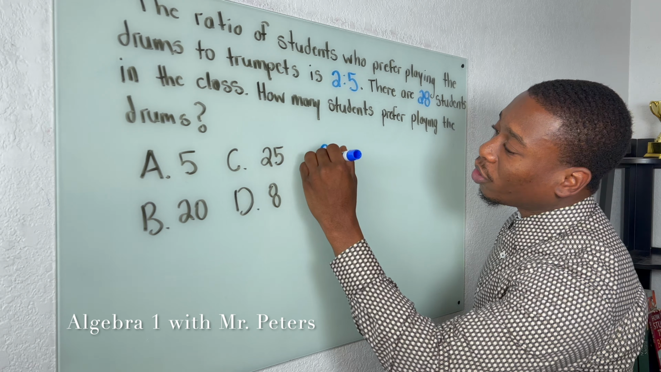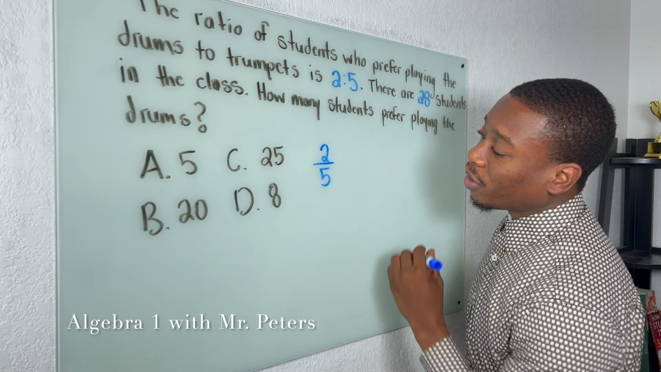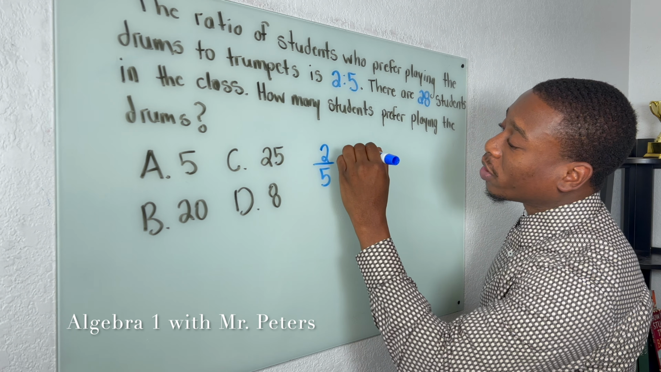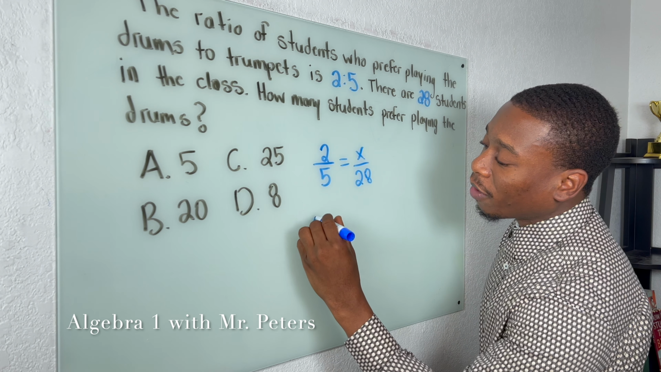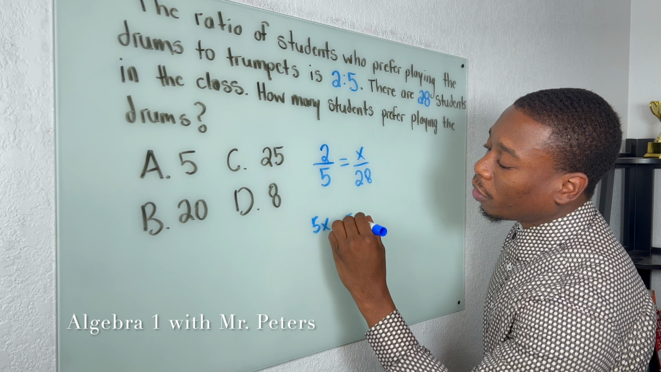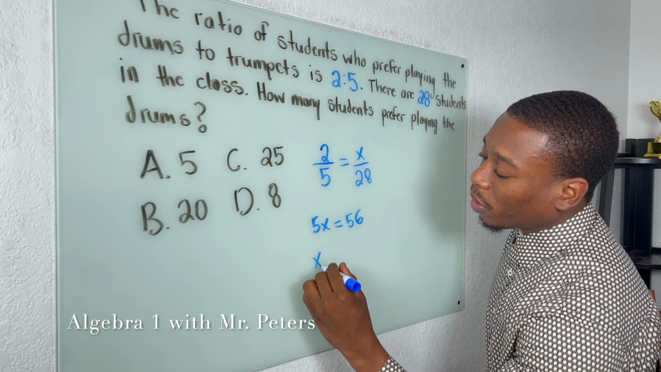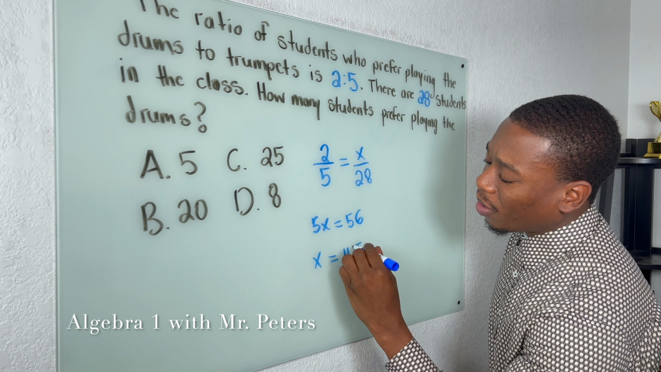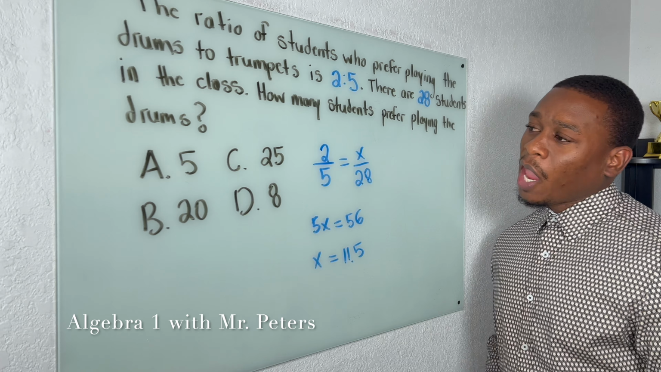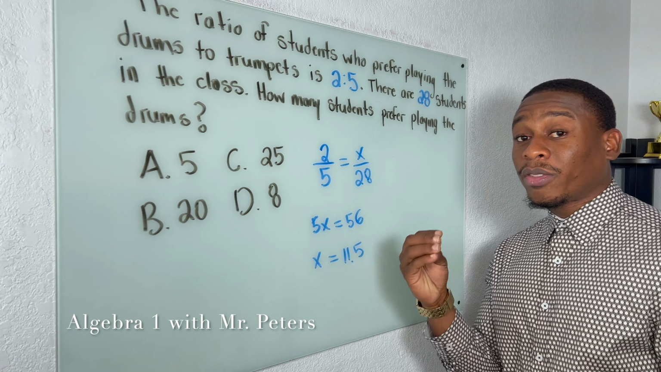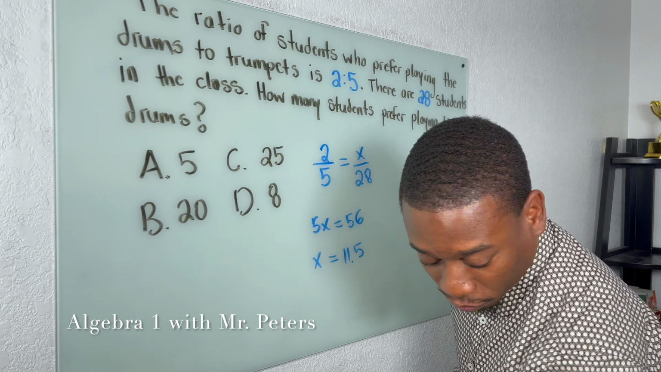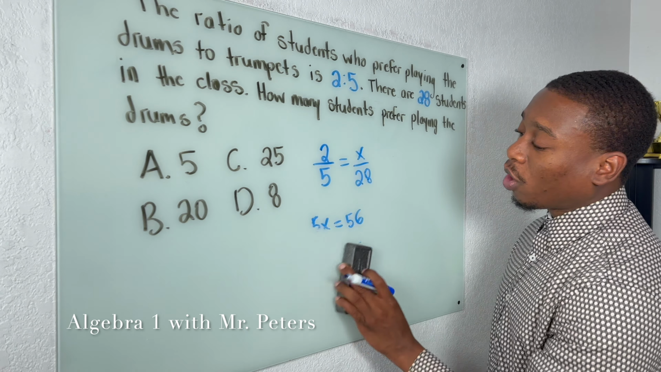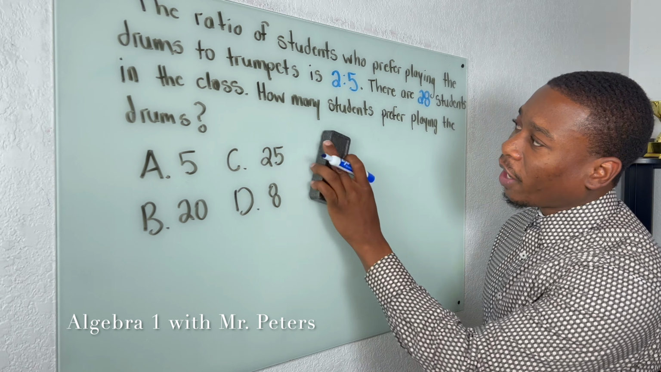So what students want to do is come in and just set up a proportion. 2 to 5 is equal to x over 28. We use cross multiplication to get 5x is equal to 56. And once we divide, we get x is equal to about 11.5. And when we look at our answer choices, none of them are there. So what do we need to do to properly solve this problem? And once we go back, this is the error that we made.